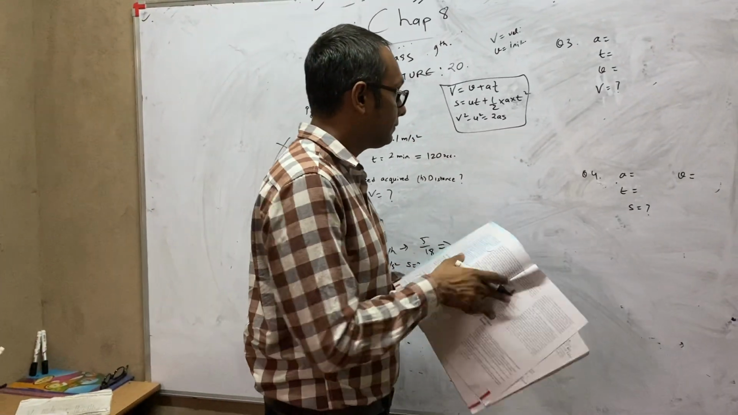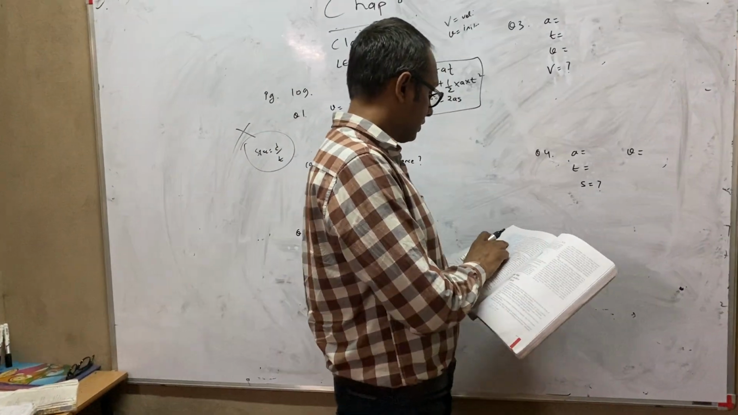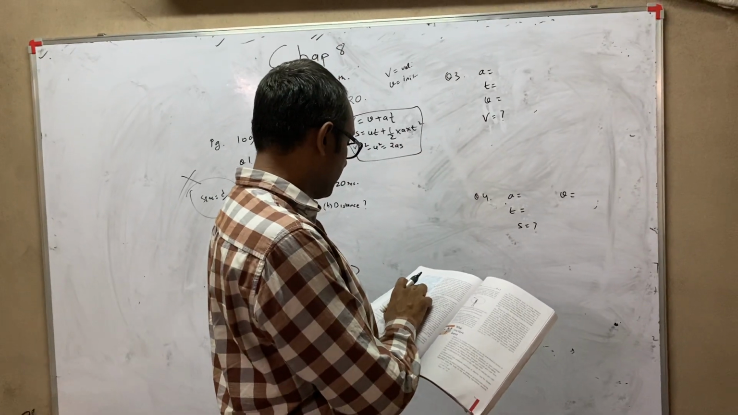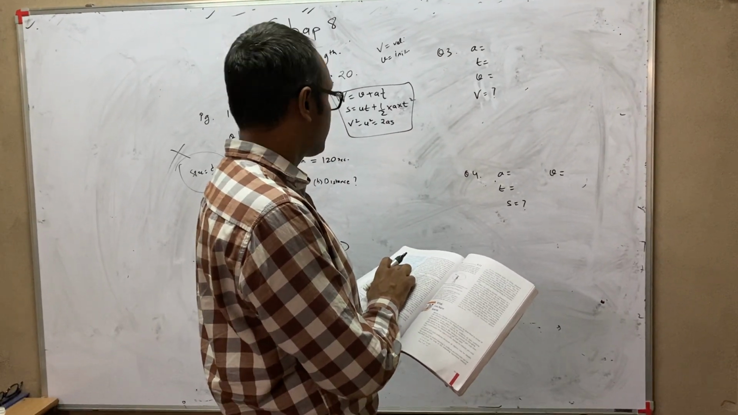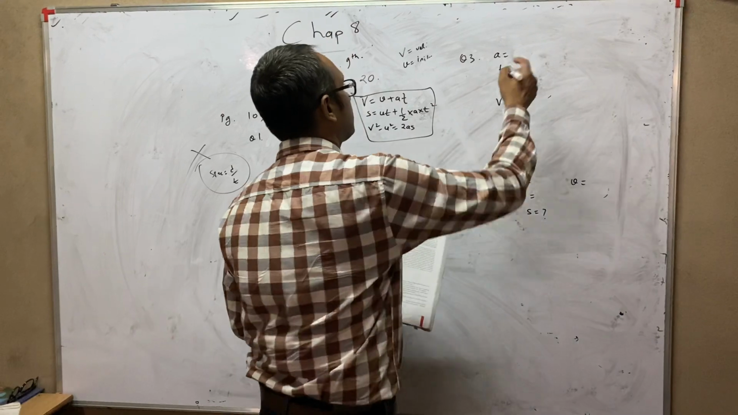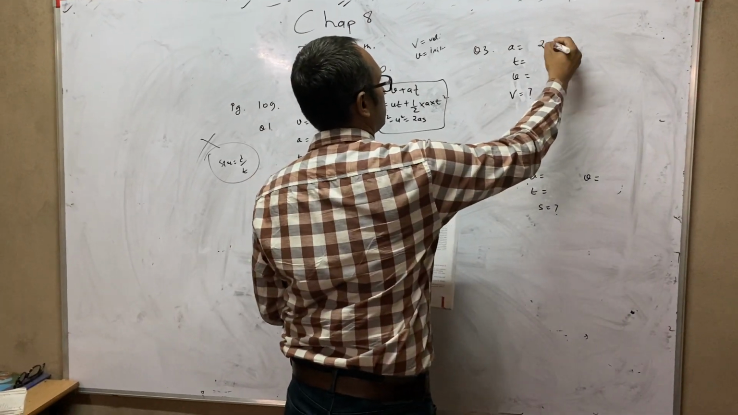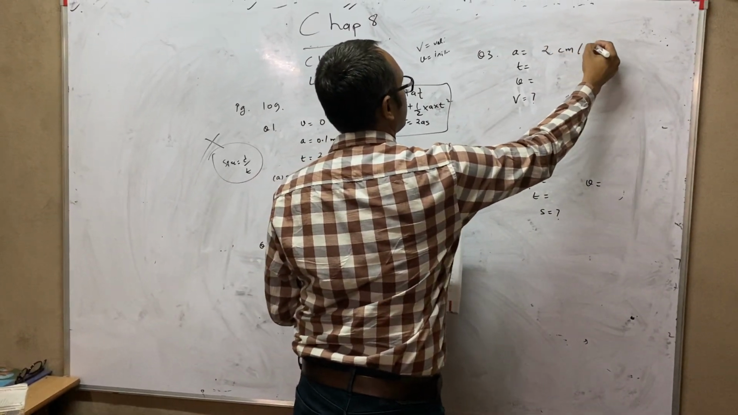Now question number 3. A trolley, while going down an inclined plane, has an acceleration of 2 centimeter per second square.